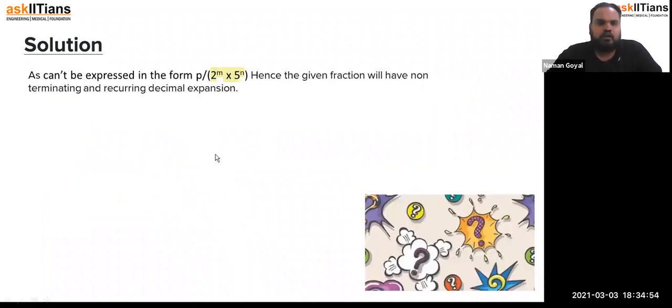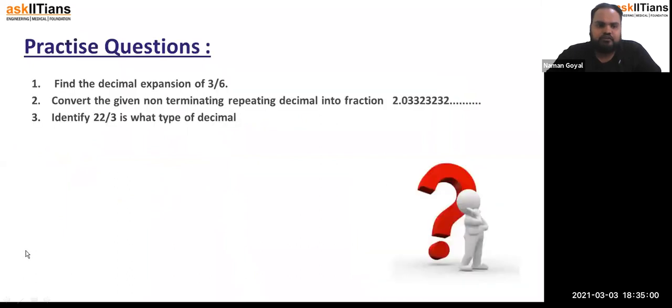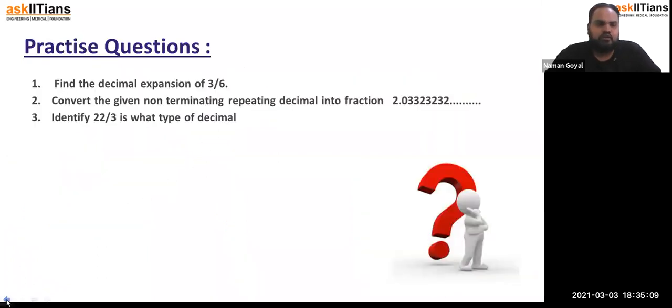Now next. As I told you earlier, this 7 cannot be written in the form of this one, right? ठीक है, हमने पहले ही बोल दिया था कि ये ऐसा नहीं लिखा जा सकता. So it will be a decimal. By actual division we can show that. Now there are some practice questions we are going to do.